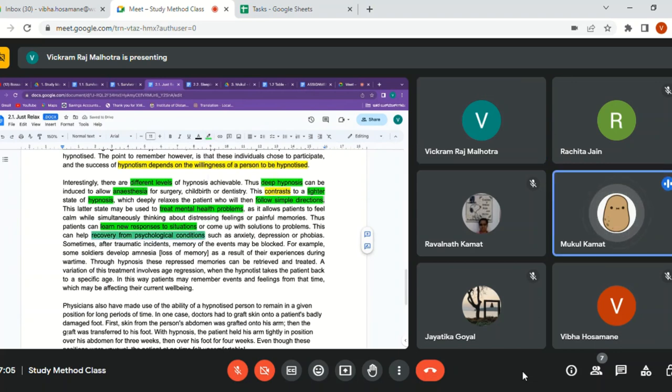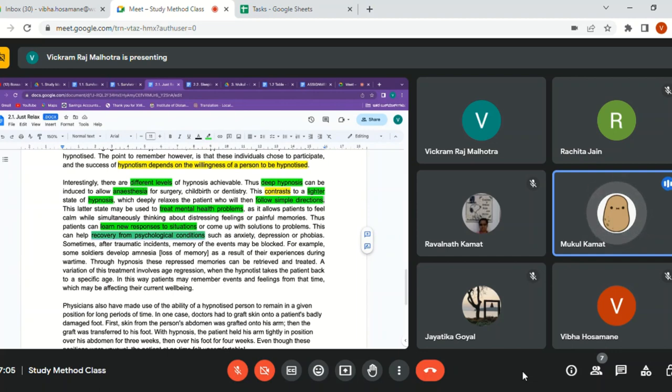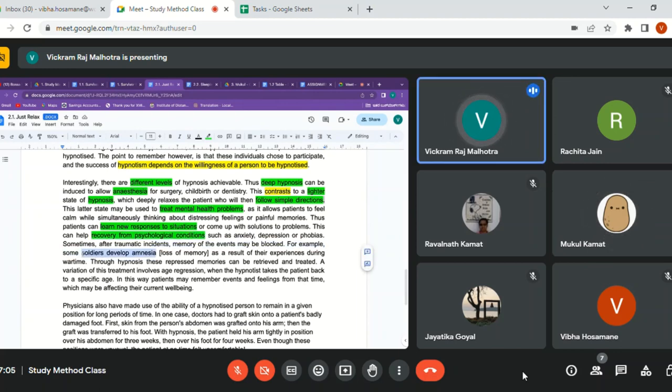Sometimes after traumatic incidents, memory of the events may be blocked. For example, some soldiers developed amnesia as a result of their experiences during wartime. Soldiers developed amnesia. Very good. Or just say loss of memory. Your choice is better.